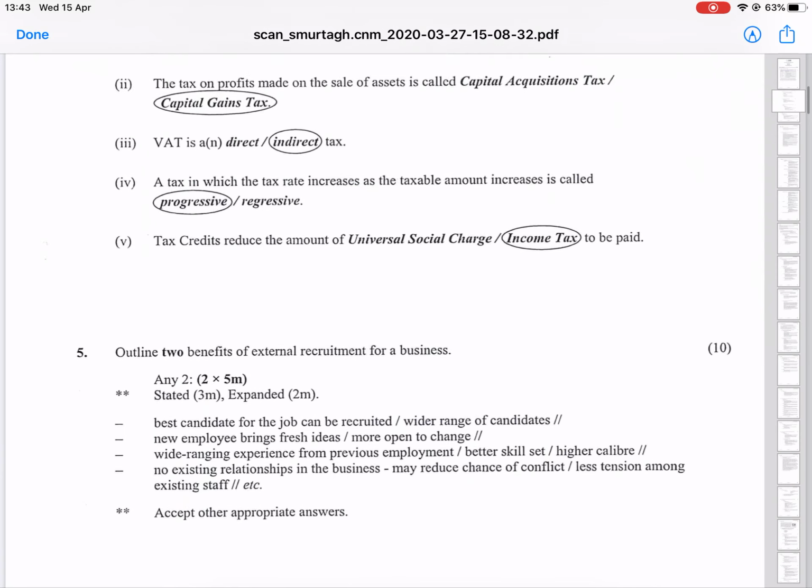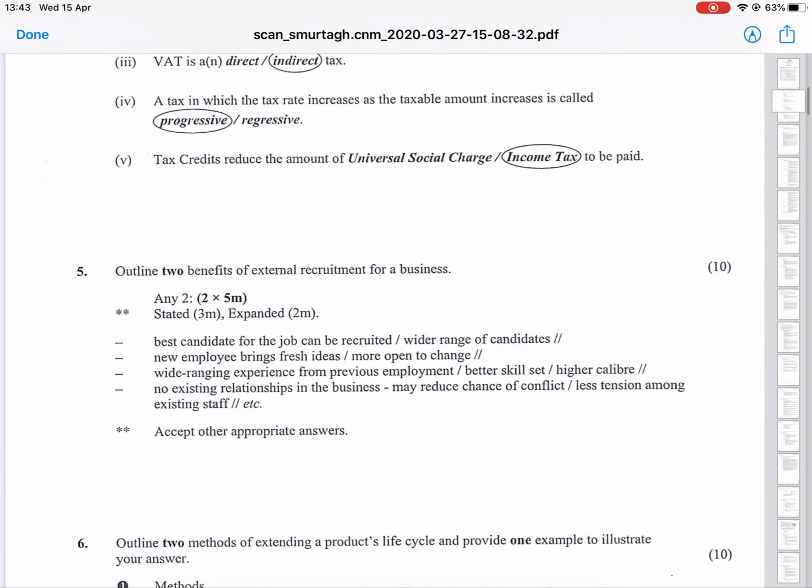Right, question 5. Two benefits of external recruitment, looking outside the business, for a business. So there's a number of them there. We would have looked at these in our human resource management chapter in Unit 4. The best candidate for the job can be recruited. You can have a wider pool of candidates as well, not just the people inside. You can have a number of people from outside the business applying. They may be able to bring fresh ideas, new ways of doing things, new production processes. They're maybe more open to change. Maybe they've worked with TQM before and could bring this into the business.